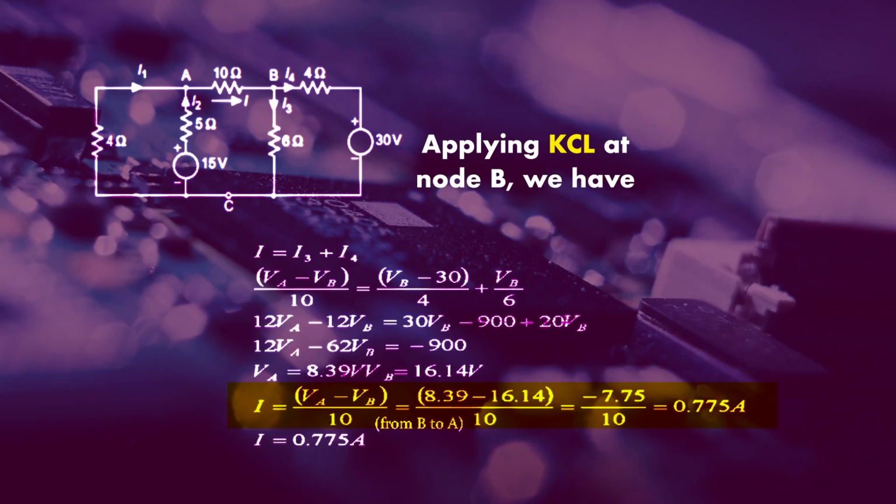This negative sign indicates that current is flowing in the opposite direction. That means current is flowing from B to A in comparison to A to B. So I is equal to 0.775 ampere and current is flowing from B to A. So this is how you can apply the nodal method in any particular circuit if you want to calculate the different branch currents in any circuit.